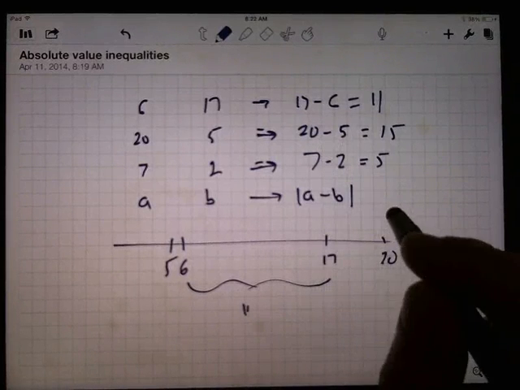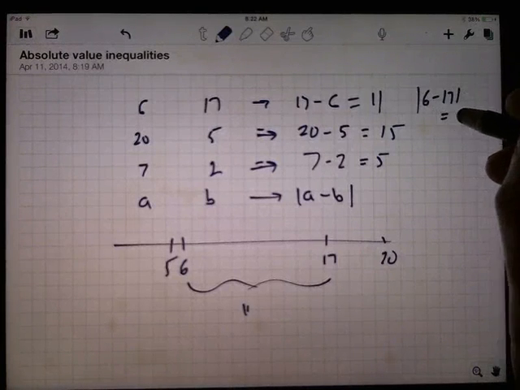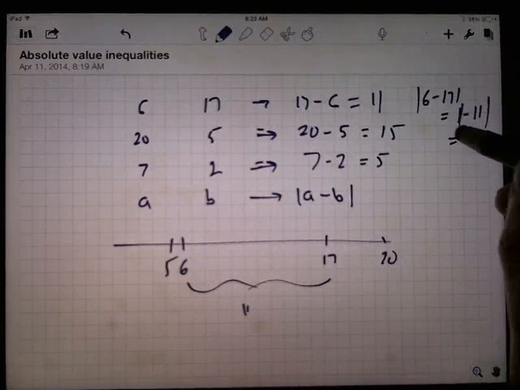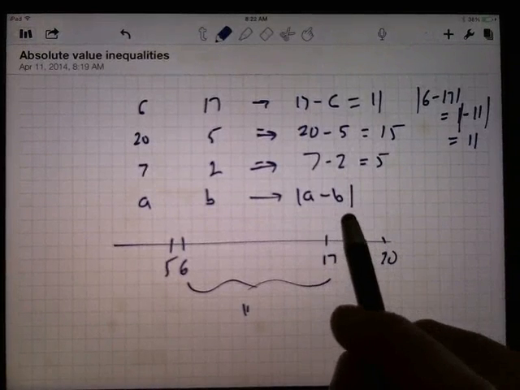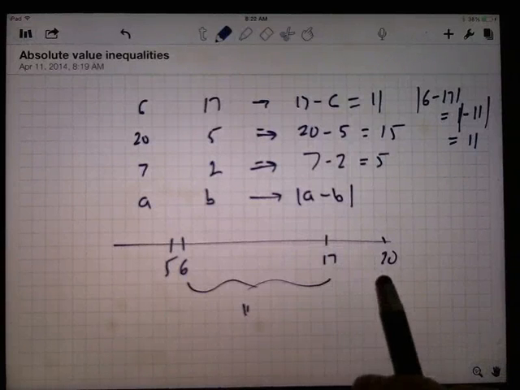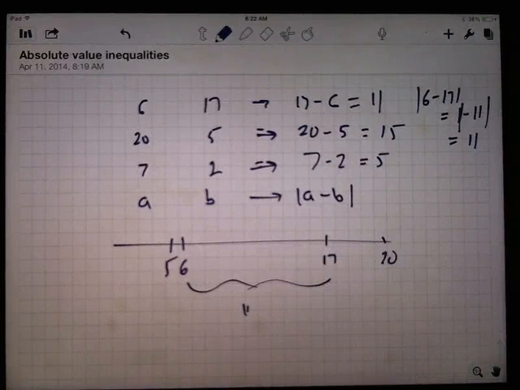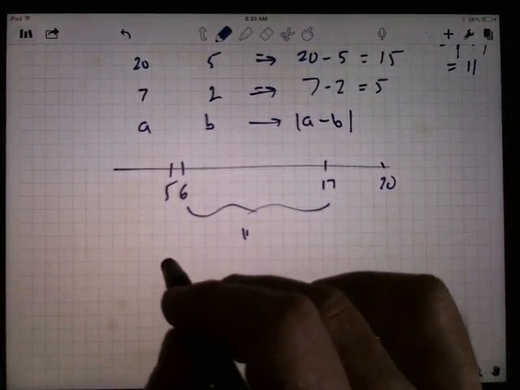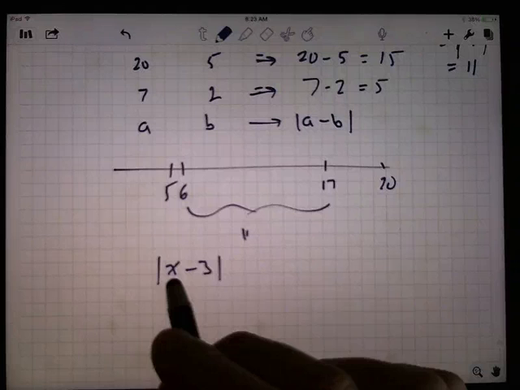Like this first one, I could have said 6 minus 17, and take the absolute value, because that would be the absolute value of negative 11. Oh, the absolute value of negative 11 is 11, which is what we got up there, right? So we can use these absolute values to calculate the distance between two numbers. Subtract the two numbers and take the absolute value. That's going to make it a positive number, and it's going to tell you how far apart the two numbers are.